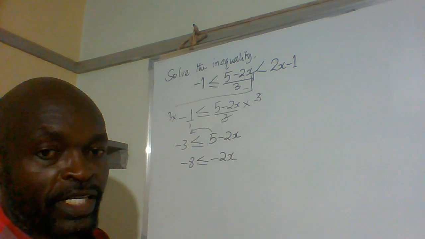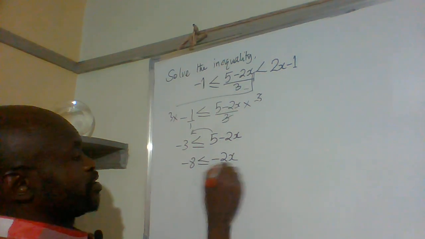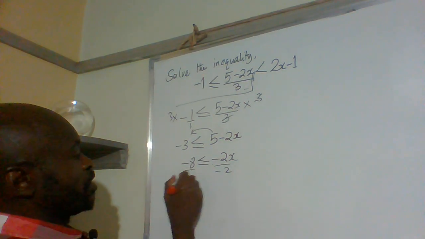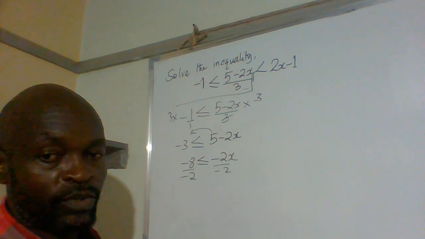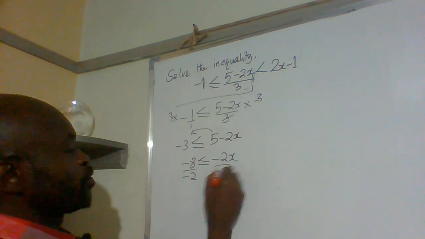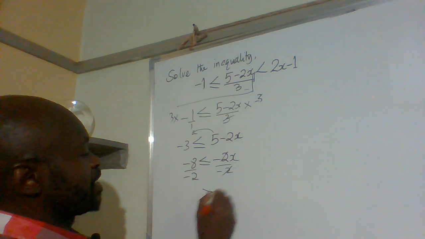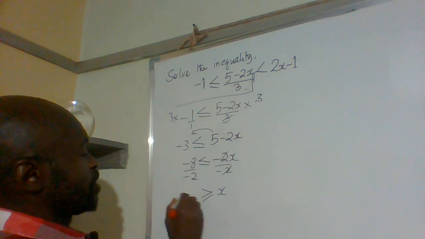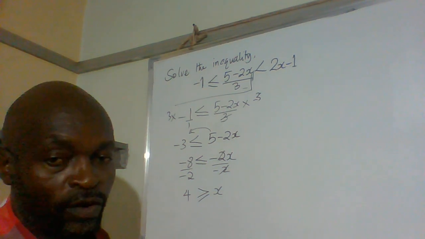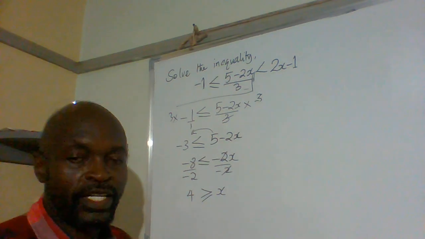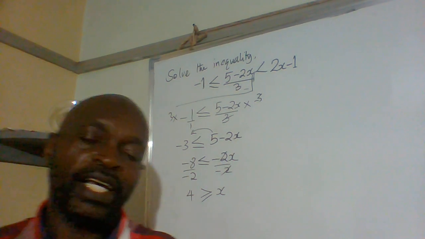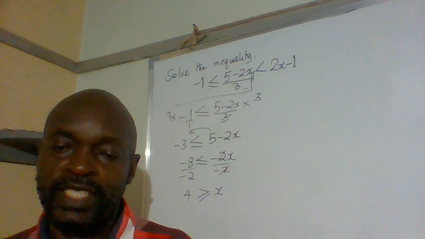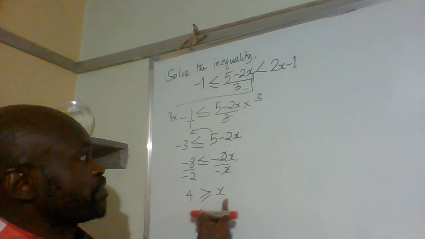So we solve for x, we divide both sides by negative 2. Remember, whenever we divide both sides by negative 2, the inequality sign must change, so that here, this will be 4. Any inequality, you should be aware of this: when it's multiplied or divided by a negative number, the inequality sign changes. So we've solved the left-hand part.